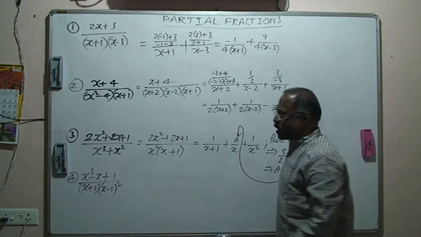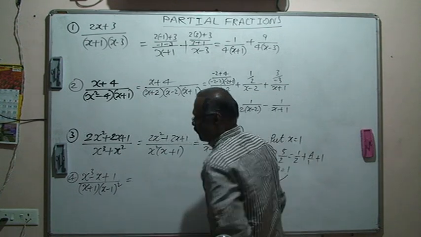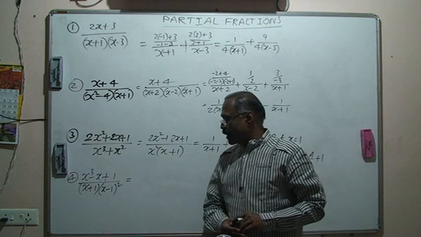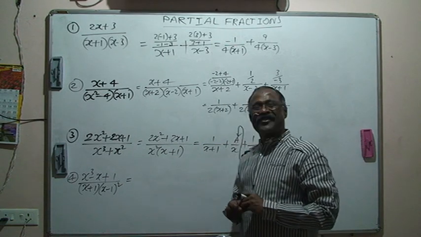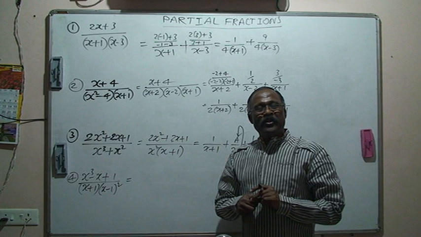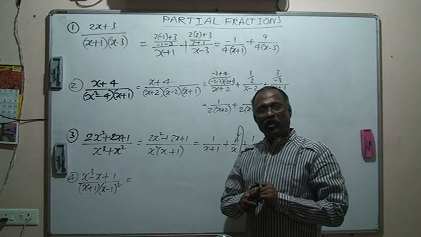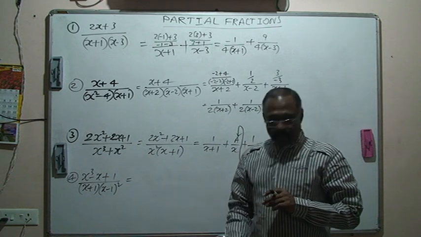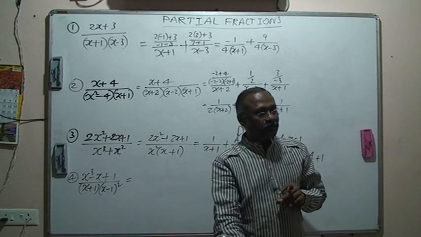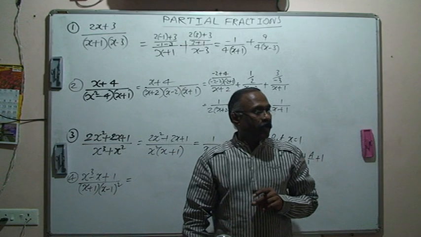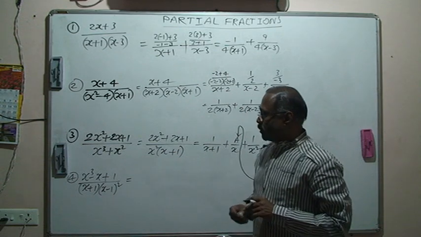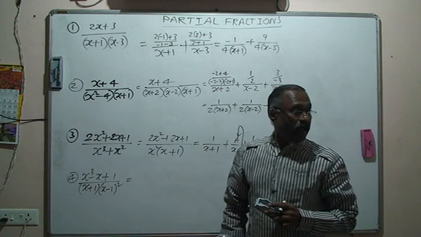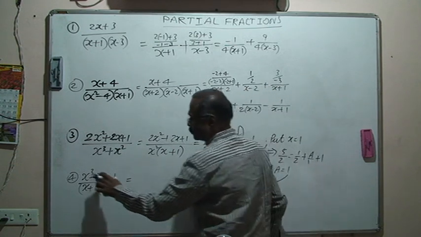That's what it is. Now coming to this, if you see carefully, it is x cube minus x plus 1 by x plus 1 into x minus 1 whole square. See, the denominator is containing x square minus x plus 1.